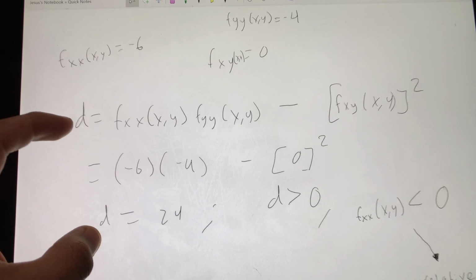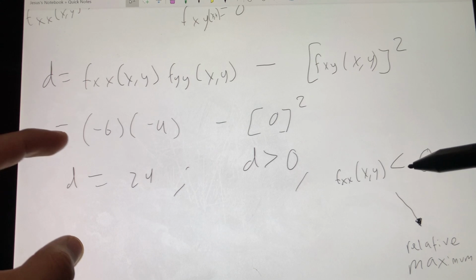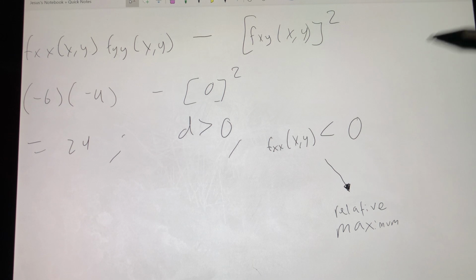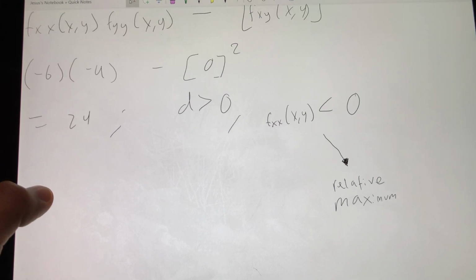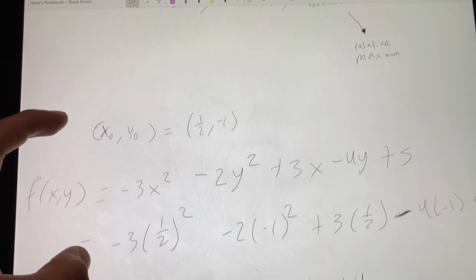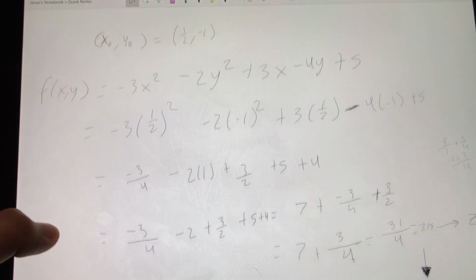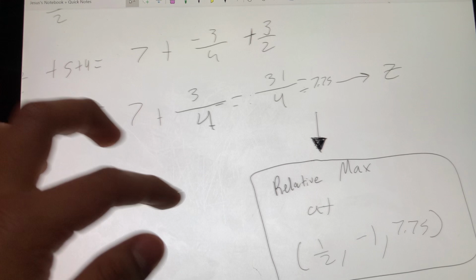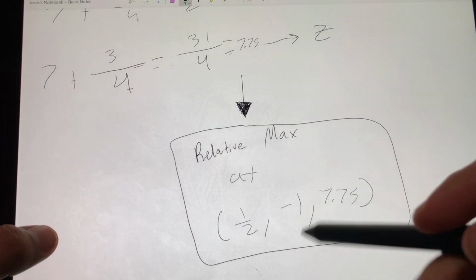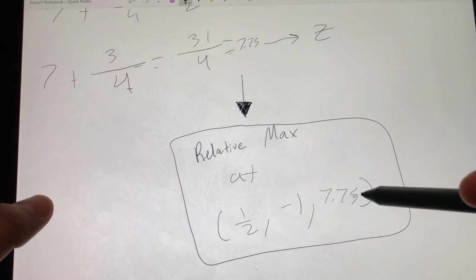Plugging into our equation, we get that D is equal to 24, which is positive. But this time, the second partial derivative with respect to x is negative. So what we have here is a relative maximum. Our critical points were 1/2 and -1. We plug this into our original function, and we get that z is equal to 7.75. All in all, we have a relative maximum at 1/2, -1, and 7.75.